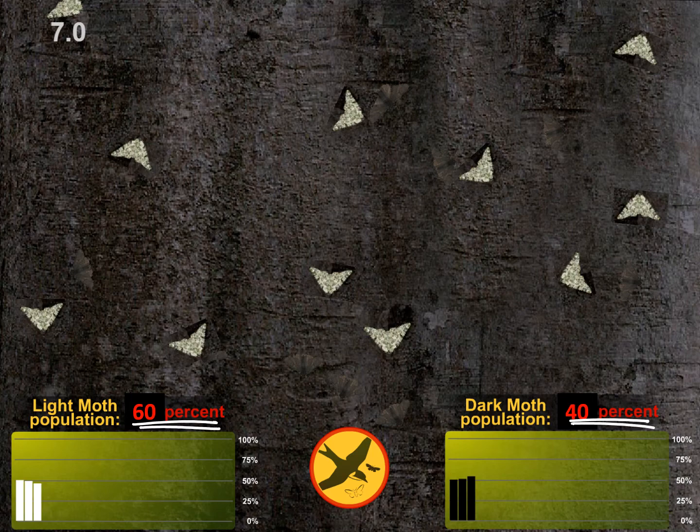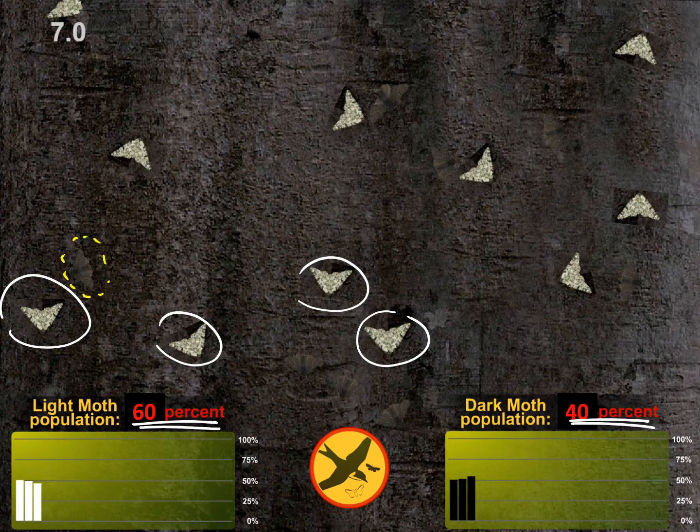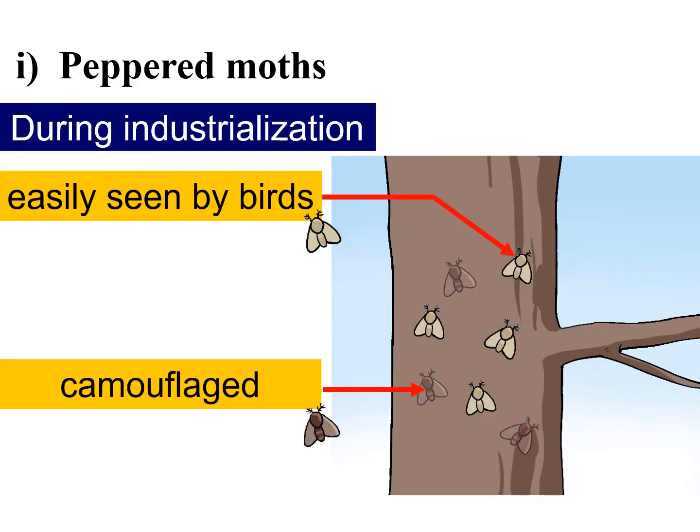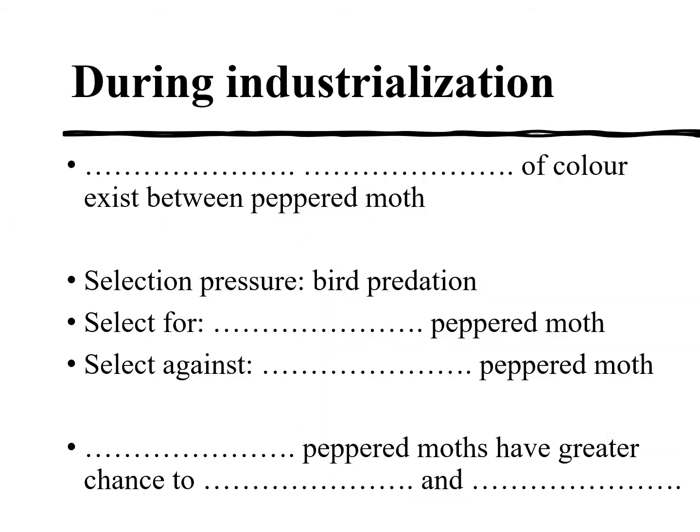On the opposite side, the white peppermorph this time is easily spotted. But for the black peppermorph, it is very hard to spot them. You can see one in here, or another one here. So they are very difficult to be spotted for the black peppermorph. After the industrialization, the white pepper moth are easily seen, while for the black pepper moth, they have the camouflage, protective color, 保護色. So during the industrialization, we should know that genetic variation of color exists between the pepper moth.